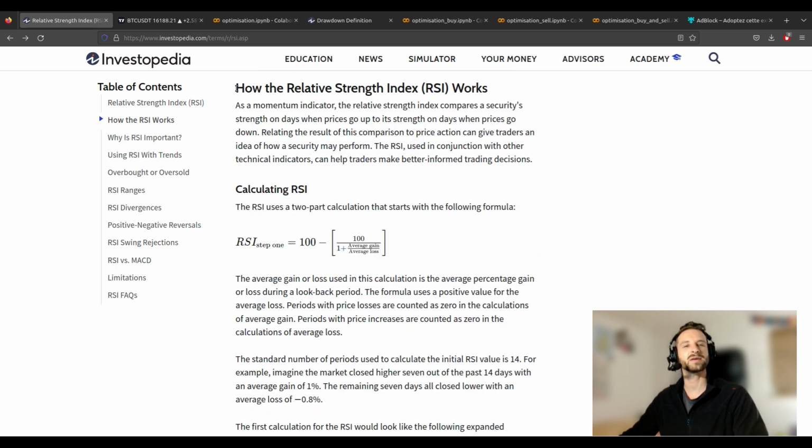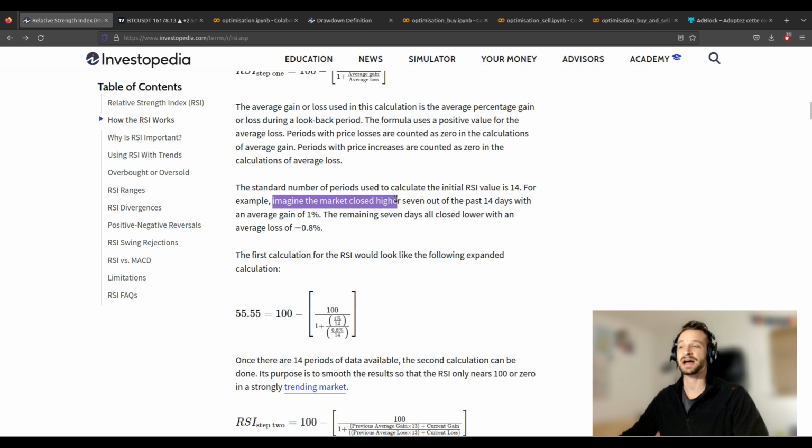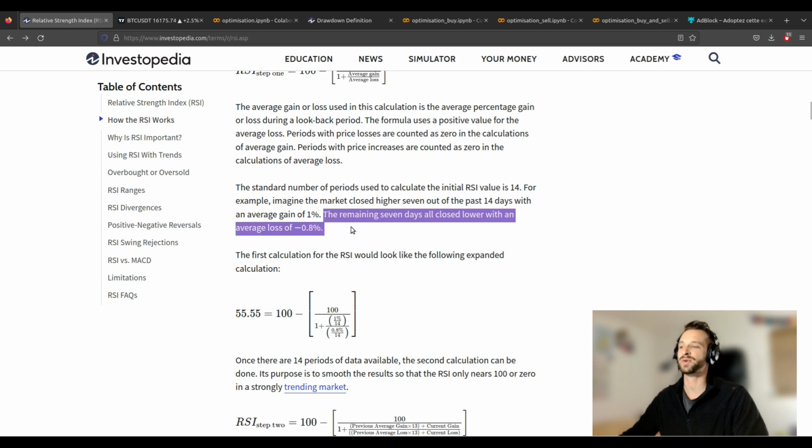Let me tell you briefly how it is computed. You can see its formula here, where the average gain and the average loss is the average percentage gain or loss during a look-back period. Historically, and most often, this look-back period is taken to be 14 periods. But this can be changed and you can play with it if you want. Let's take an example. Imagine the market closed higher 7 out of the past 14 days with an average gain of 1%. And the remaining 7 days, the market closed lower with an average loss of minus 0.8%. The computations would then be like this.